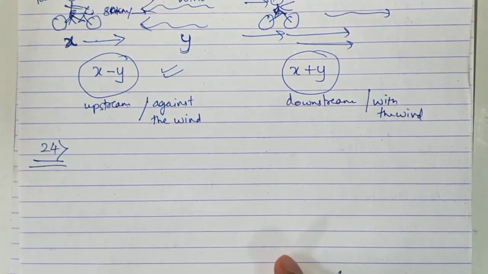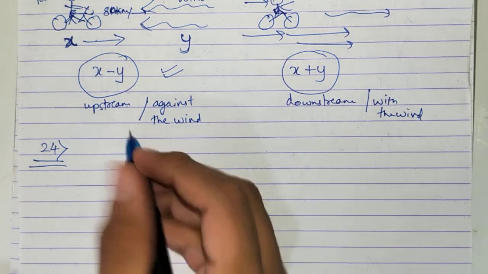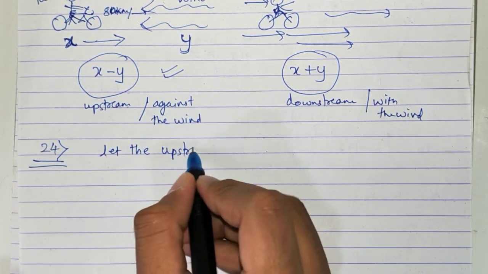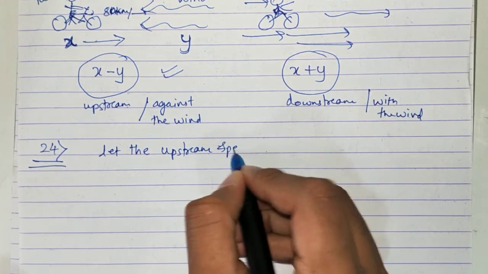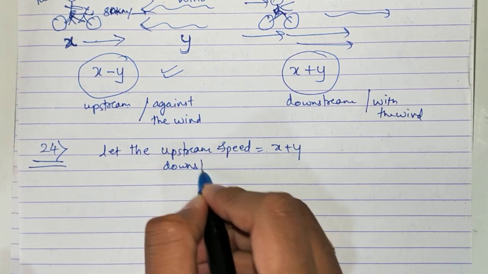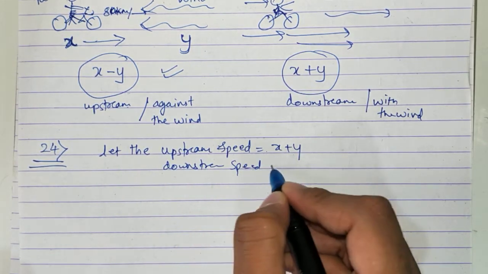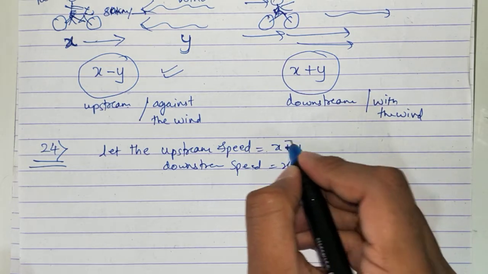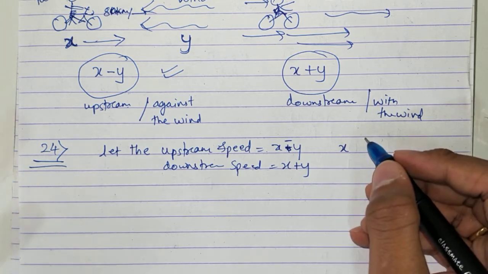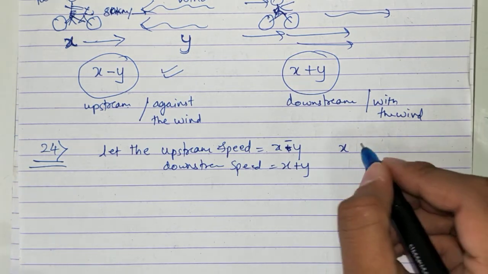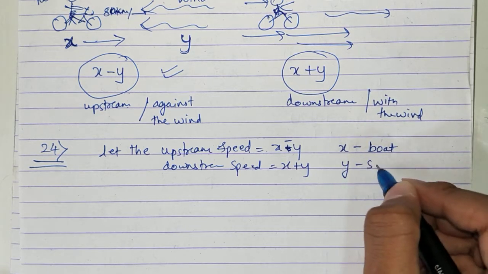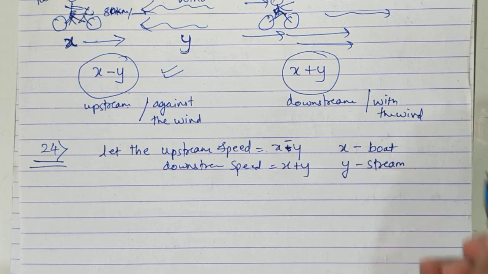Okay, now in this sum the first case says, first of all you write, let, this is about upstream and downstream, so let the upstream speed be x minus y and the downstream speed be x plus y, where x is the speed of the boat and y is the speed of the stream. You can also call it water.